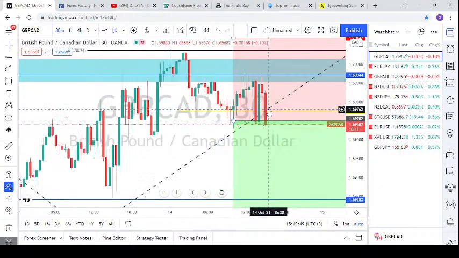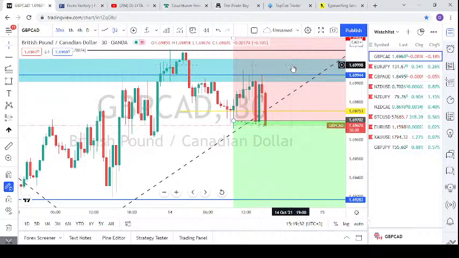So we have about 10 more minutes for this, let's just wait and see. I think we can afford an extra 10 minutes on GBP CAD just to see where it takes us. During those 10 minutes, you can just shoot me a message, tell me a currency pair we can analyze. These are my currency pairs.